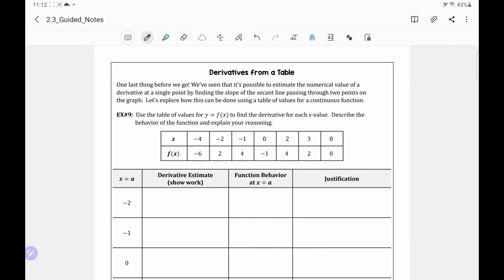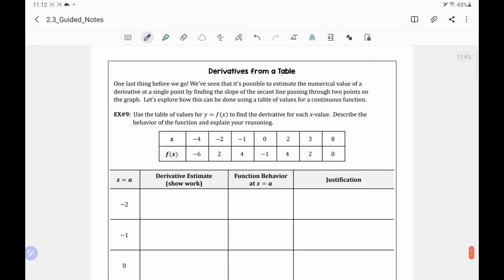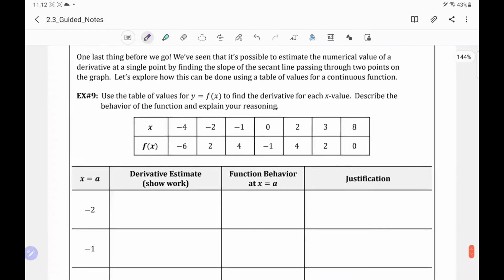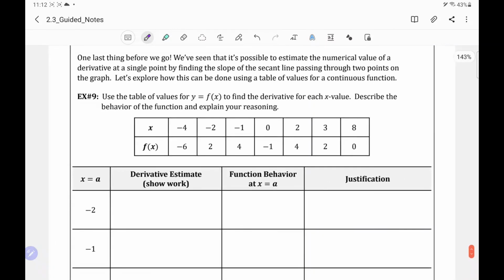We've seen that it's possible to estimate the numerical value of a derivative at a single point by finding the slope of the secant line passing through 2 points on the graph. Let's explore how this can be done using a table of values for a continuous function. Let me zoom in a bit. So I just want to point out, in your mind, think about this. If you have a graph, we've already talked about the slope of the secant line connecting 2 points. The tangent is when we're getting closer and closer to 1 point.